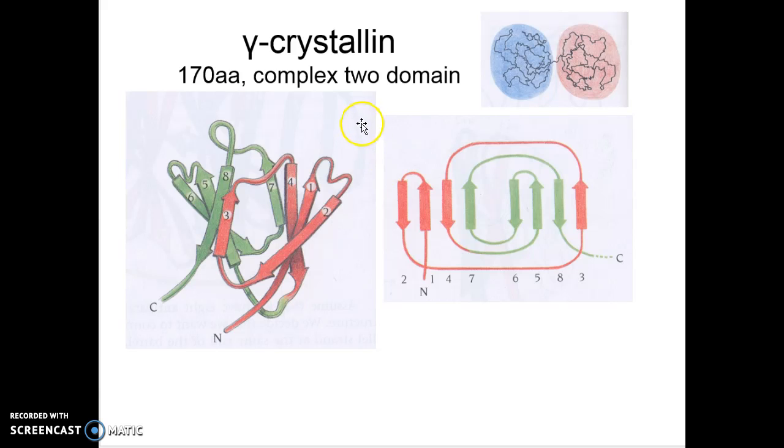This is a real protein called gamma crystallin, actually present in the human eye lens. So it is composed of two domains. Okay, each domain has this kind of structure, 8 anti-parallel betas. So this is the topology, okay, with the same color being used to show here.